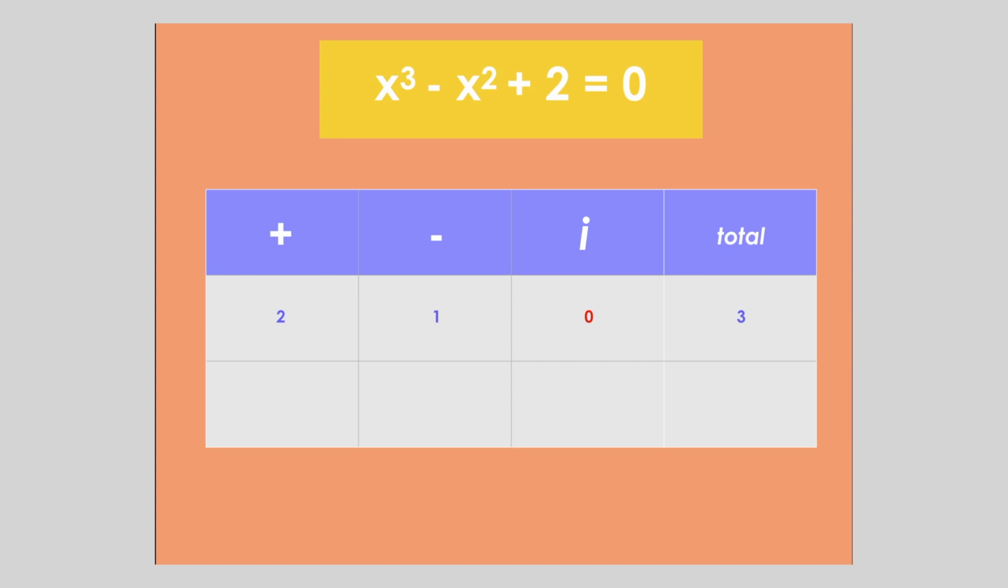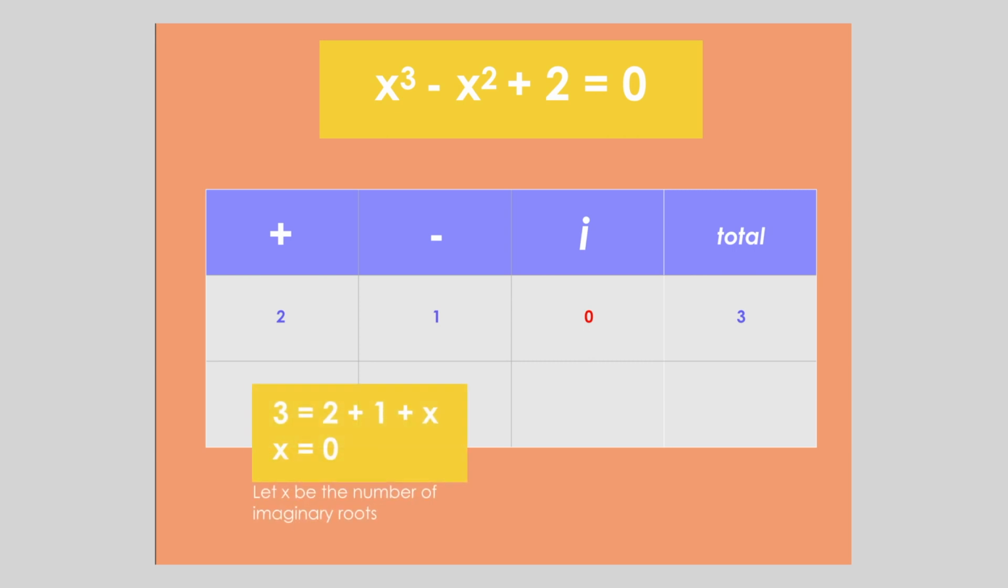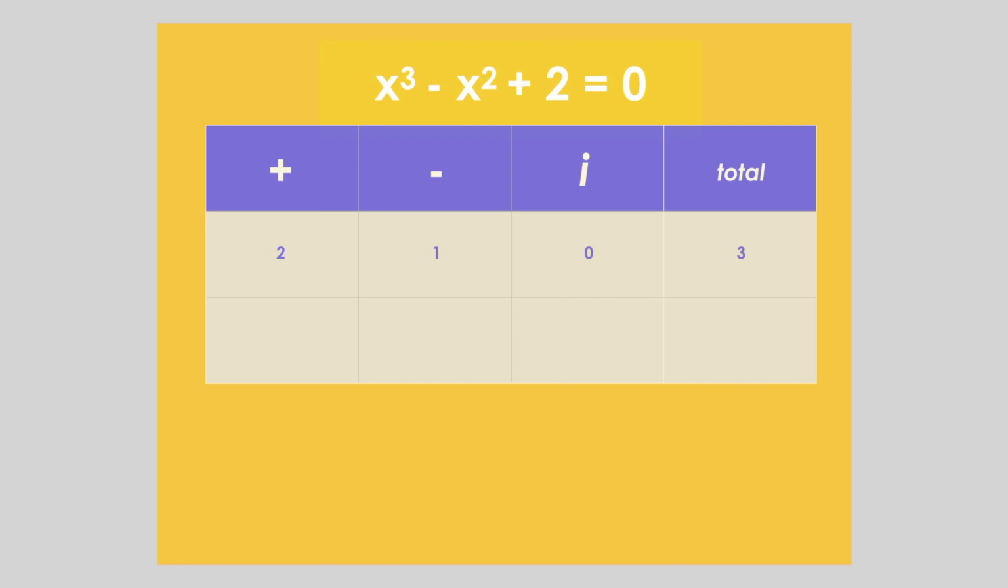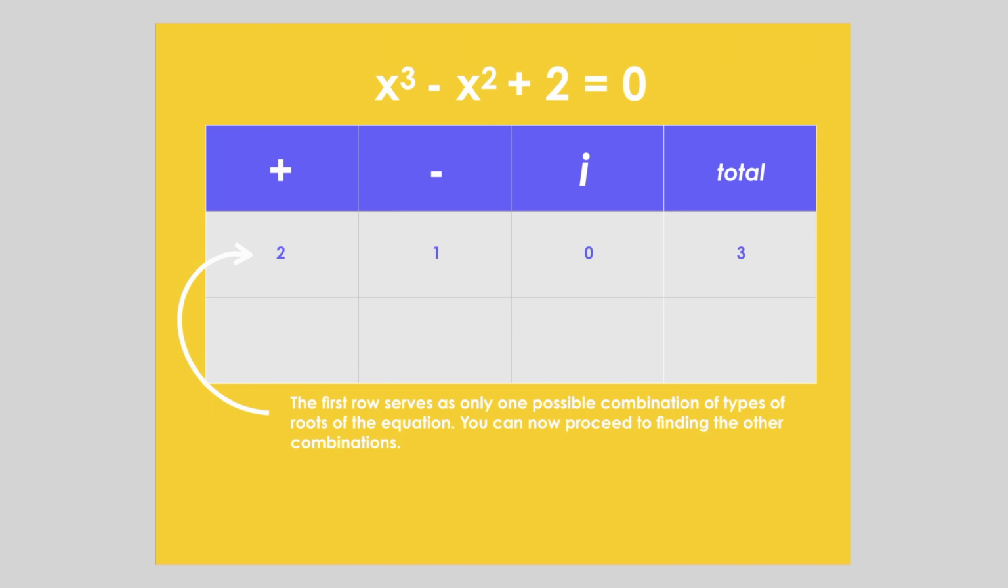Now, try to think. You needed the number of roots in the first 3 columns to add up to the number of roots in the last column. To find the number of imaginary roots, add up the number of roots in the first 2 columns, and subtract that from the total number of roots in the last row. The difference is a possible amount of imaginary roots. The first row serves as only one possible combination of types of roots of the equation. You can now proceed to finding the other combinations.